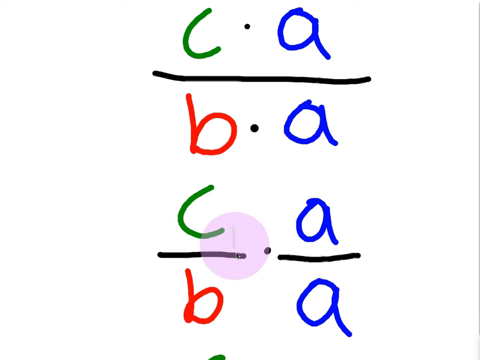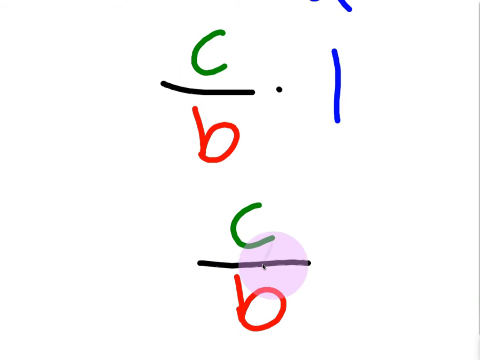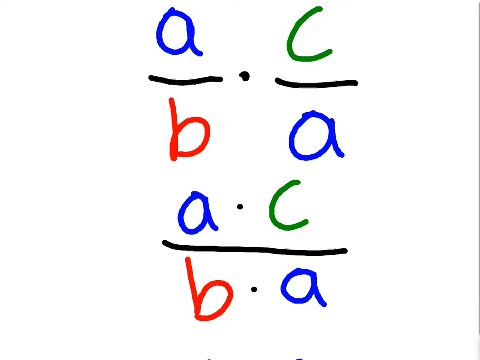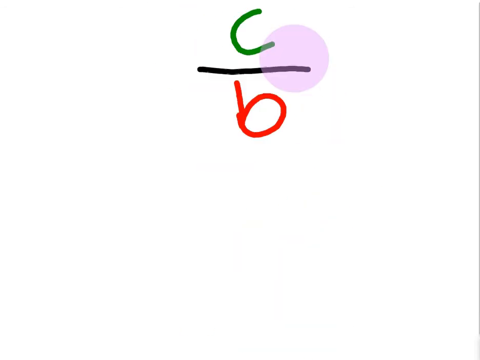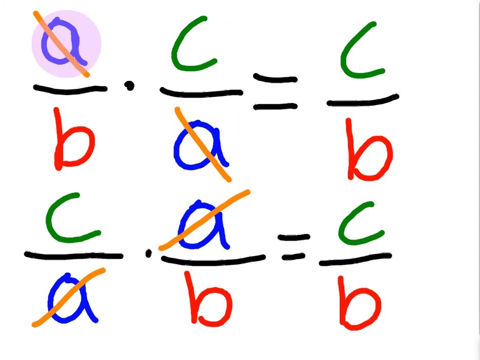So anyway, now you have c over b times a over a. We know that a over a is equal to 1, and anything times 1 is itself. Therefore, we're left with c over b. So what happened was we started with a over b times c over a, and we ended up with c over b. In other words, the a's went away.